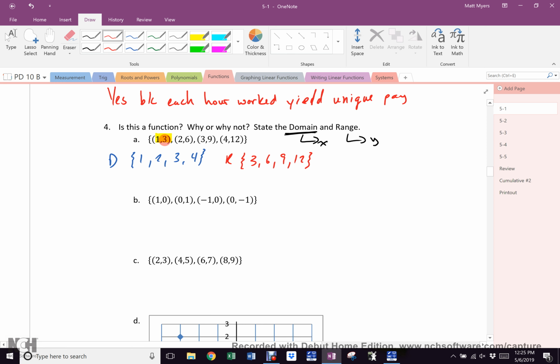Now, 1, 3 is what we call an ordered pair. They go together. Once we have split them up, they are no longer a pair. They are domains and ranges. Everybody with me? So let's check.